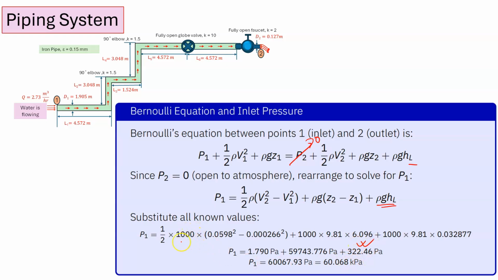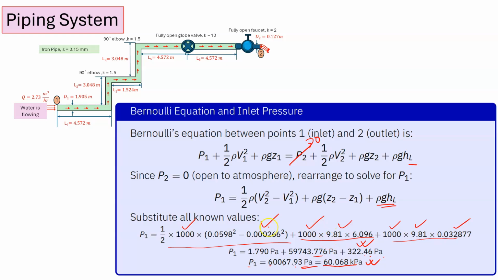So now here P1 is half rho times V2 square minus V1 square, plus rho G Z2 minus Z1, so that is 6.096, then rho is 1000, G is 9.81 and HL is 0.032877. So now if you do the calculation, that value will be 1.790, this value is 59743.776, and this will give 322.46 Pascal. So if we add together, P1 will be 60067.93 Pascal. So that is 60.068 kilopascal.